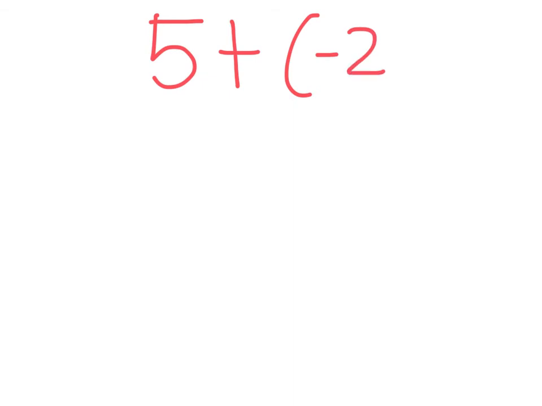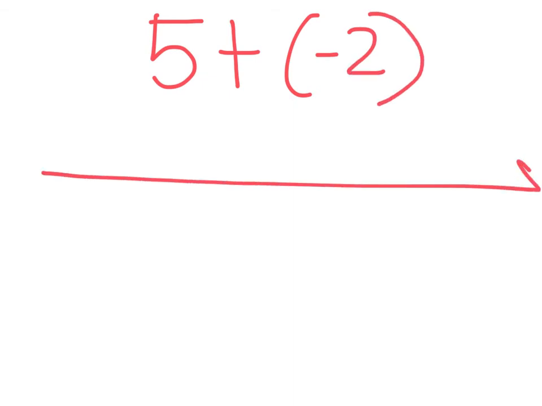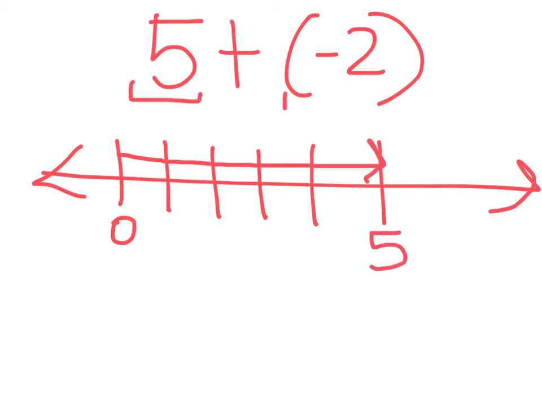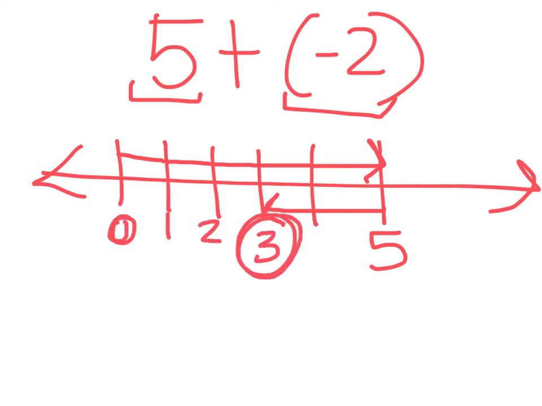Now we have 5 plus -2. I draw my number line, start at 0. I go to 1, 2, 3, 4, 5. That's my first number. Now I need to add -2, so I need to move to the left 2 spaces. And that puts me at 0, 1, 2, 3 is my final stop. So 5 plus -2 is +3.